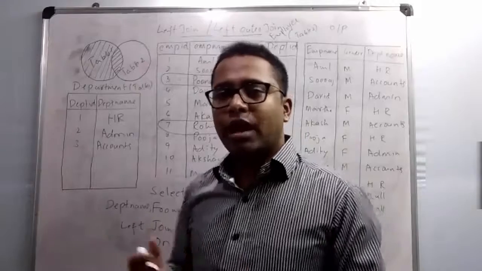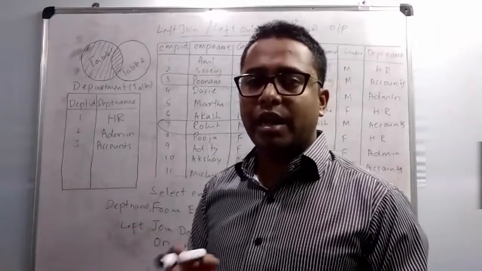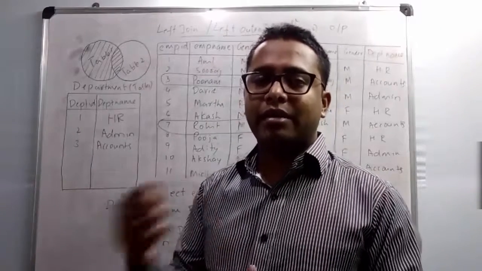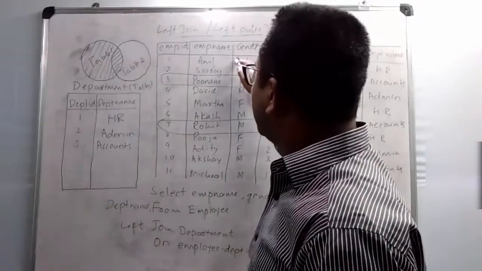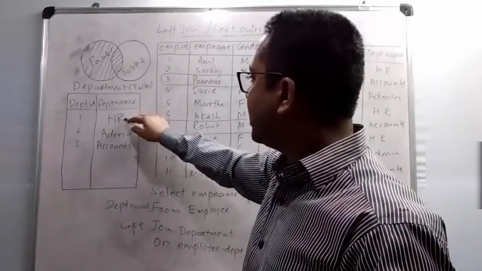So we are having two tables, as I already said: employee, which is the left table, and the department table, which is the right table. Here you can see this is the employee table and this is the department table.